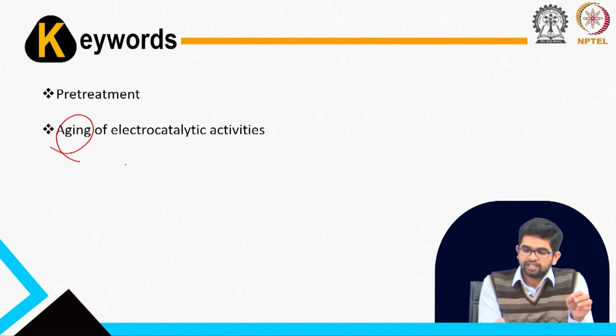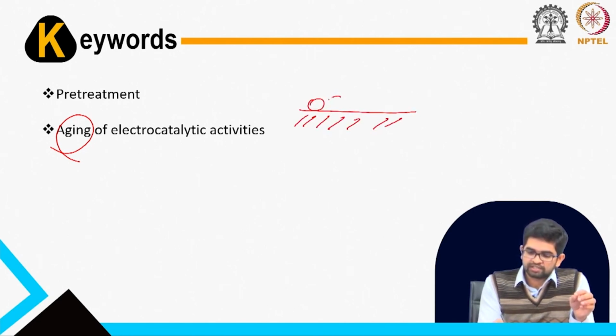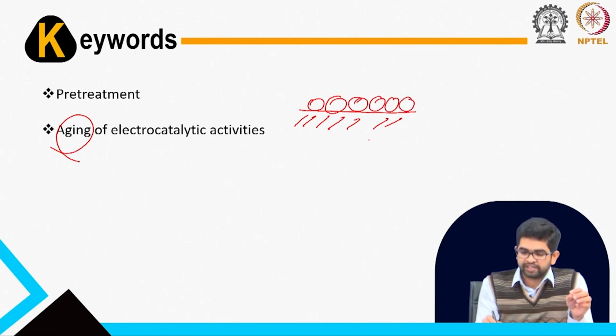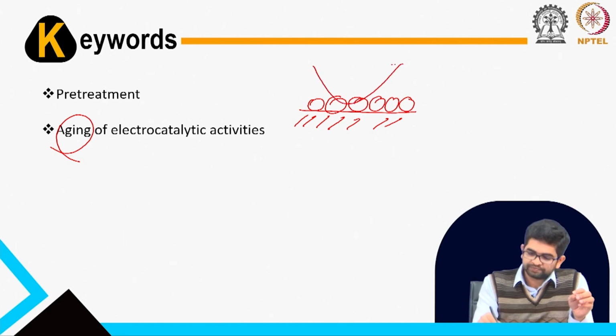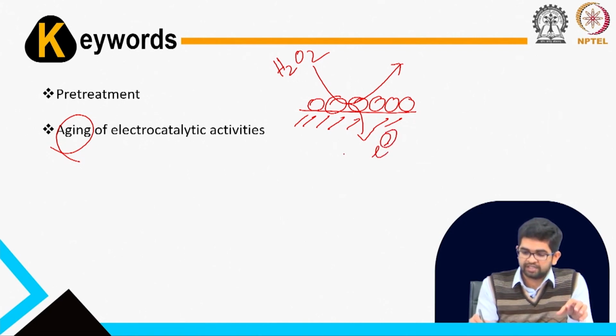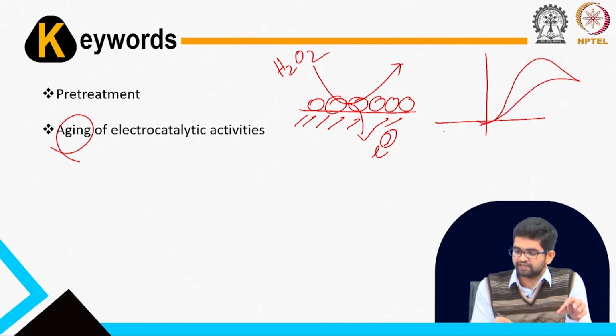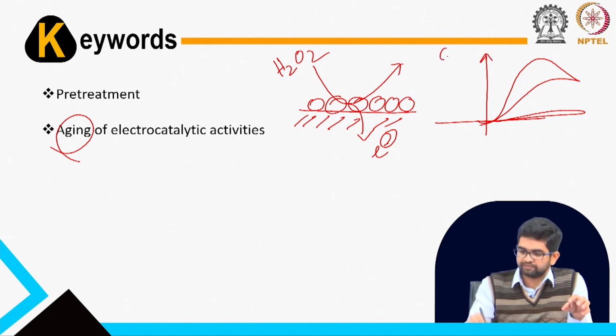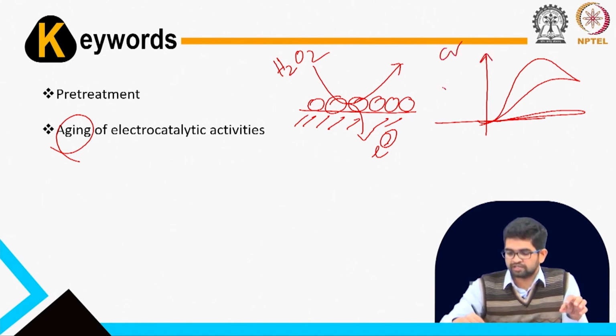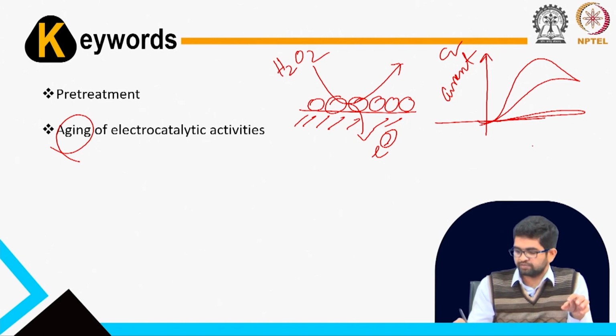So what's aging? As I told you last class, suppose you have a gold nanomaterial, a gold nanoparticle modified surface, and you measure hydrogen peroxide oxidation after the enhancement, right? So you got a very high catalytic activity. At the beginning it was this type. This is a cyclic voltammogram, with current on the y-axis and potential on the x-axis.